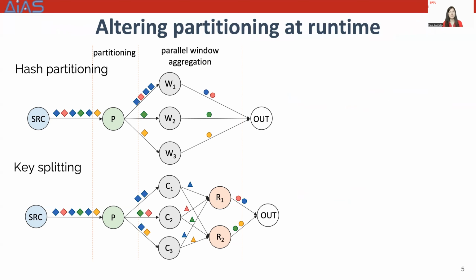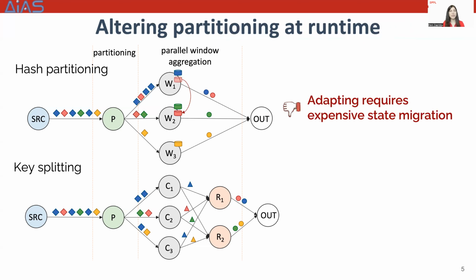So let's see how these two approaches can adapt to the data distribution. For hash partitioning, adapting to the data distribution would mean that we would change the hash function as the data distribution is changing, and this would require state migration. State migration is, however, expensive, as it typically requires pausing the whole system for some time.